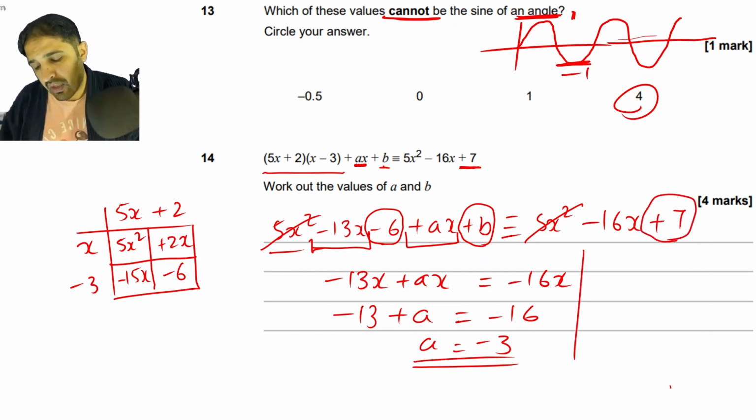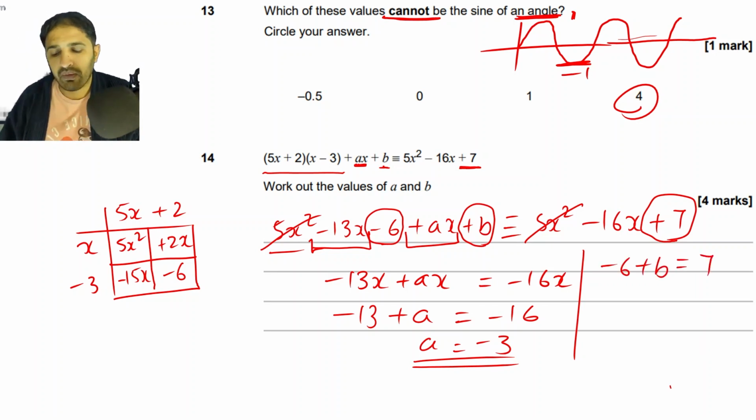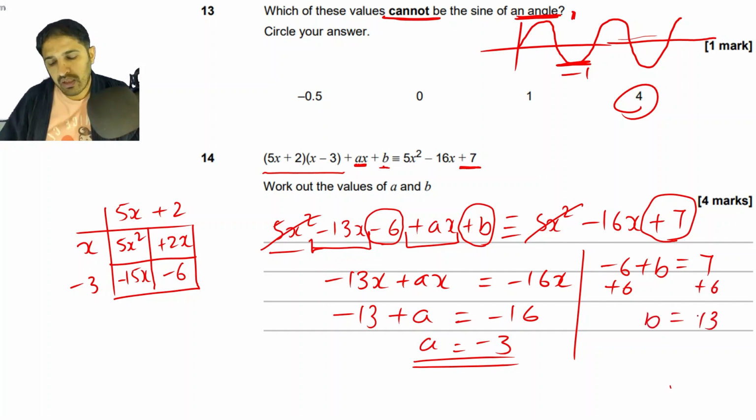So we're going to write that down here. Negative 6 plus b is equal to 7. If I wanted to work out what b is, I'm saying negative 6 add something gives you 7. So you add 6 on both sides, in a way solving an equation. Okay, so that gives you b equal to 13, because this will give you 0. So b is equal to 13. So now you know that 13 take away 6 is 7. So b is 13 and a is negative 3.